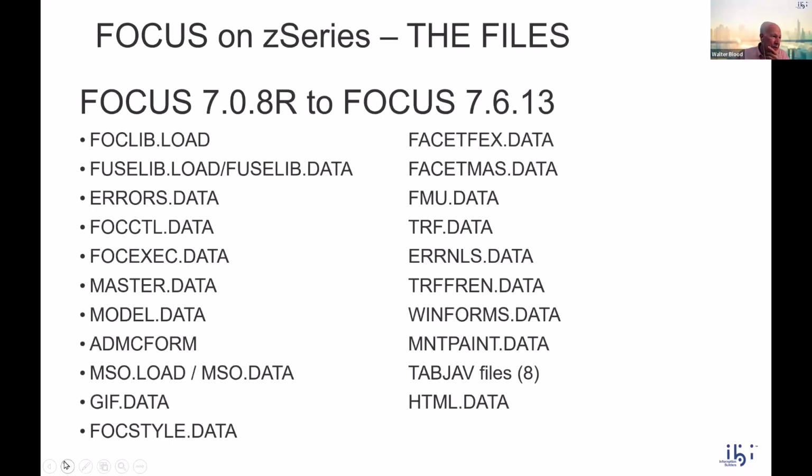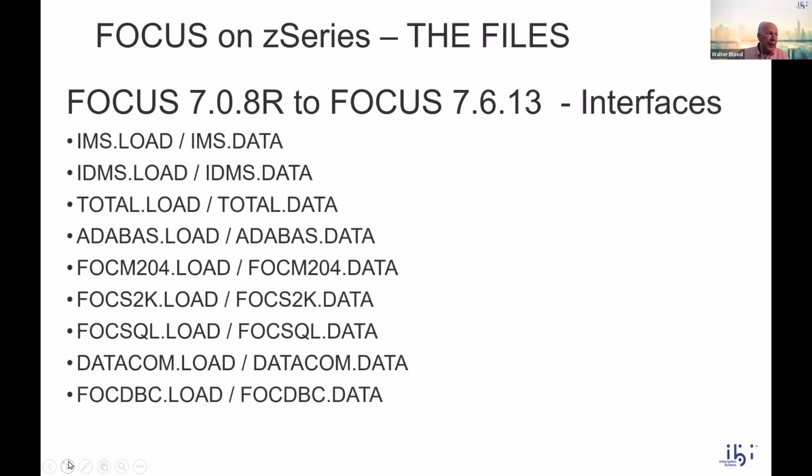708R, 7613 included these basic data sets. All right, if you looked at FOCUS, this is what you'd see. The data sets would have these names. There would also be a number of data sets that were specific to the interfaces that we give you, all right? And they would also be delimited.